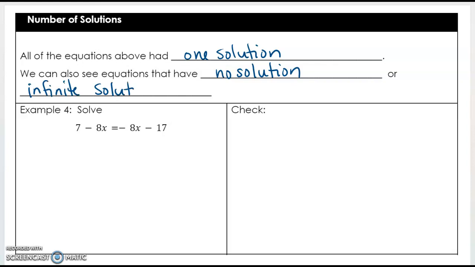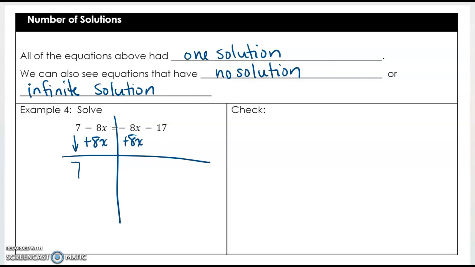In no solutions, the equation will never balance, we'll never find an answer that works. With infinite solutions, any answer would work. So let's look at example 4. There's no parentheses, there's no like terms on each side, so I'm going to move the x's to be on the same side. I'm going to add 8x to each side to do the opposite.